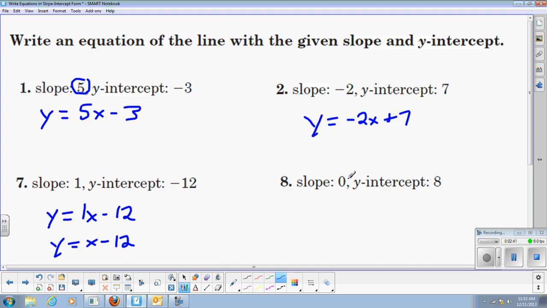The last one, slope of 0. We would start this one out by saying y equals 0x, intercept of 8, so I say +8. And I could stop there. However, 0 times any number is always 0. So y then equals 0 plus 8, or y equals 8 is this equation. This is in slope-intercept form, just that the slope is 0.